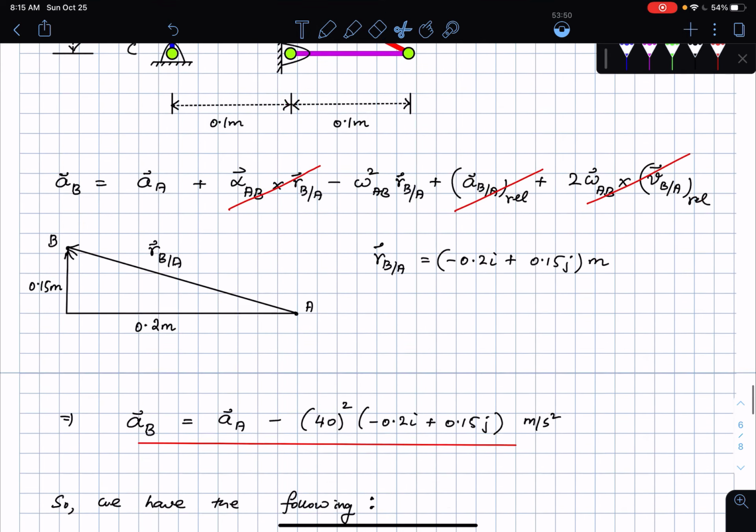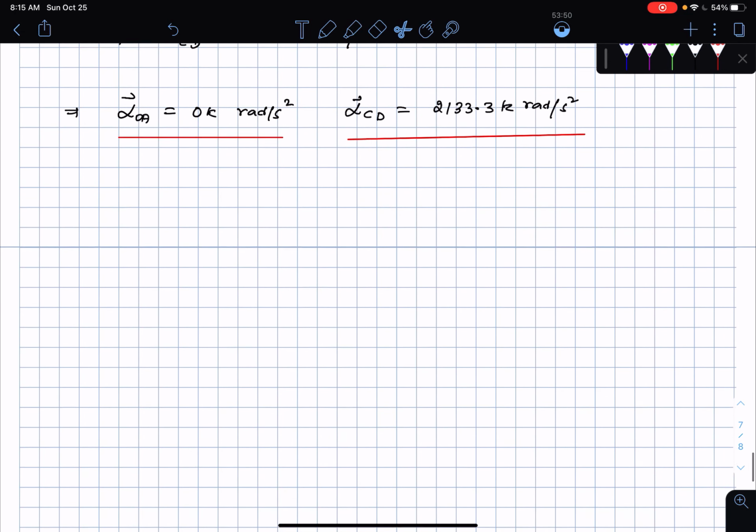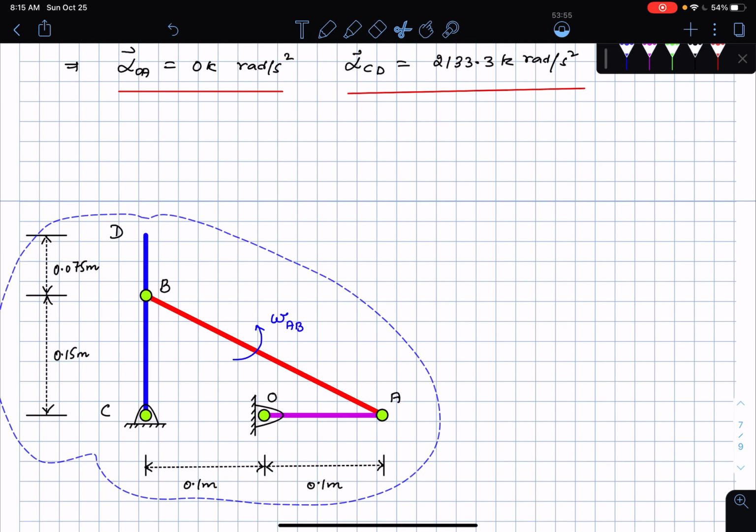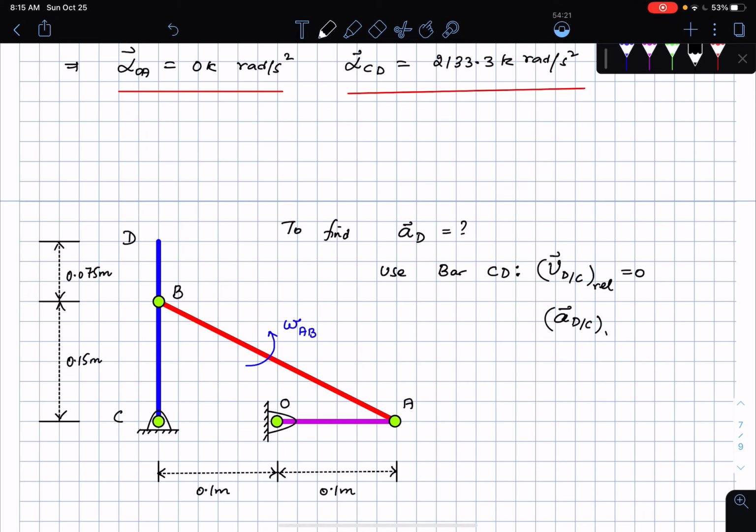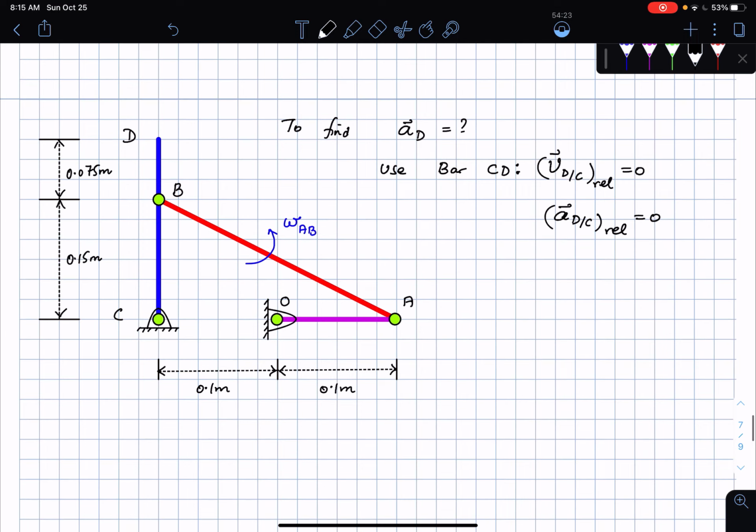After all this calculation has been done, they will ask you, hey, can you calculate the acceleration of point D? How to find the acceleration of point D? I'm just going to write down the equation. To find the acceleration of point D, I can see that D is a point on C, so use the bar CD, so that velocity of D relative to C is 0, acceleration of D relative to C is also 0.